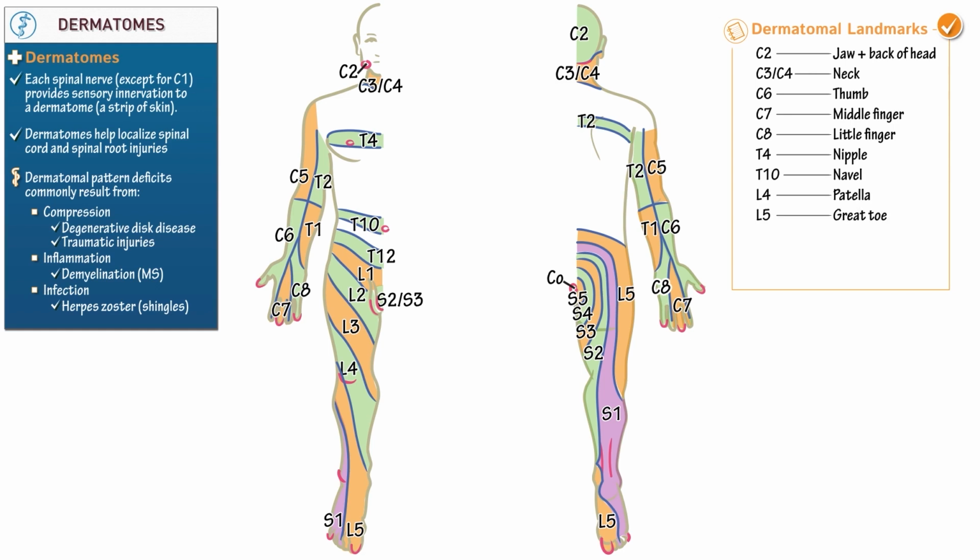L5 the great toe. S1 the little toe. S2 and S3 the genitalia. And the coccygeal nerve covers the anus. This concludes our diagram.